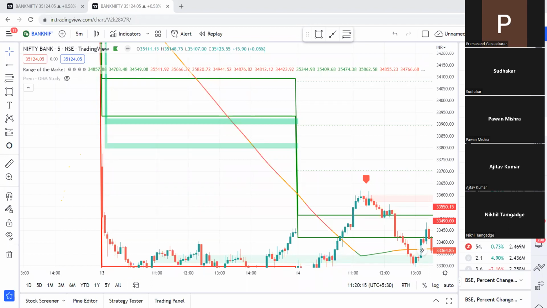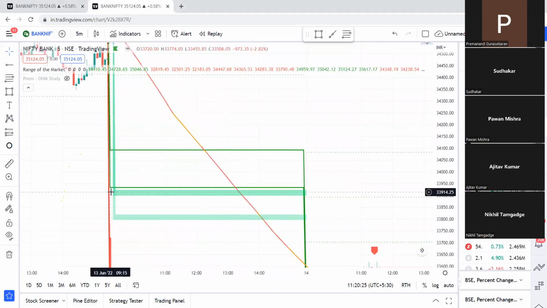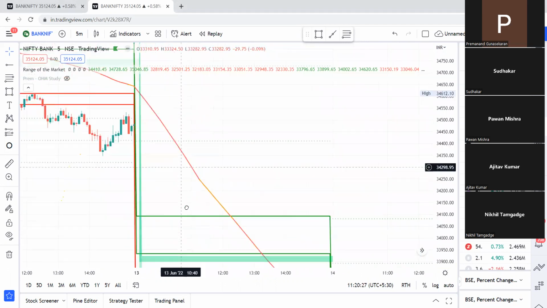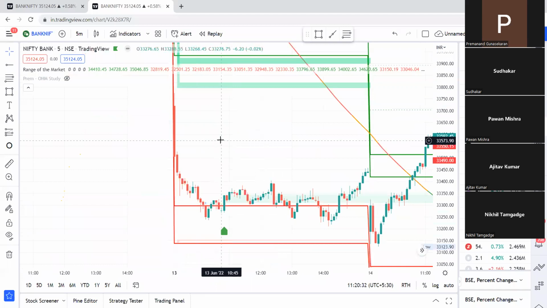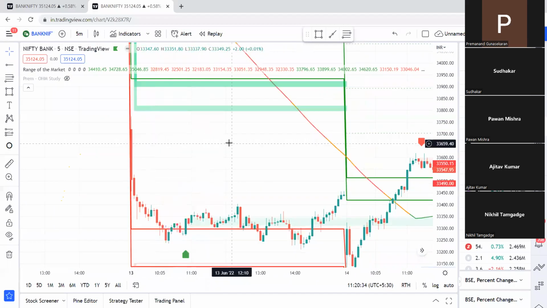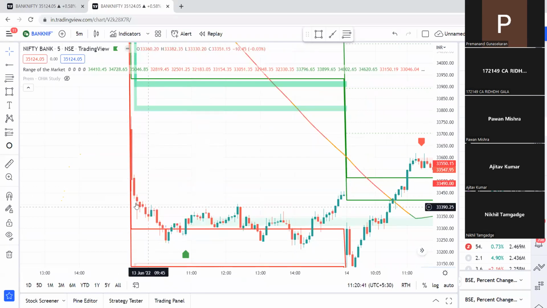So first, people ask about the flag that is forming once again. This one, the flag has been forming, right? Whenever there is a big red candle formed and then a series of candles have been formed, right? When these three series of candles have been formed.